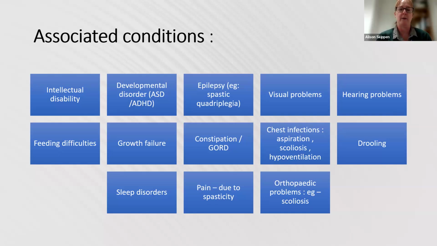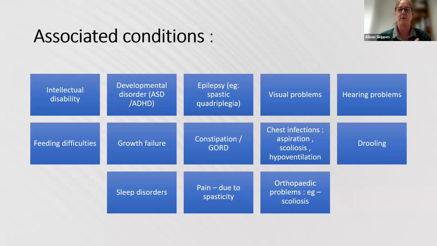Then there's growth failure, so how are they growing? Do they need extra nutrition? And they may also be more susceptible to constipation or reflux. Because of the swallowing difficulties and swallow impairment, they're more at risk of chest infections and aspiration, and chest infections per se if they're not breathing the same as they should because they're hyperventilating or they've got scoliosis. And then children may also have really significant drooling and secretions because of their swallow impairment.